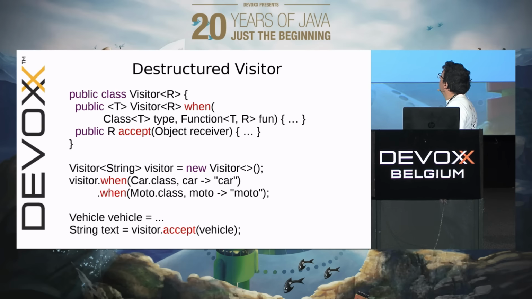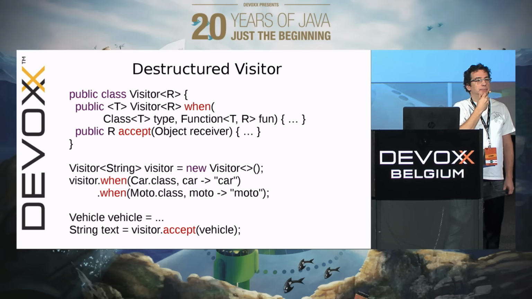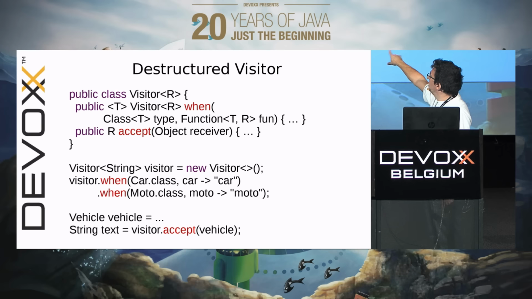Okay? It's a T on the method, not on the class, because for each call to when, it's a new T. For the first call to when, T will be a car. For the second call to when, T will be a moto. Note that I want to be able to chain my when, so the return type of when is a visitor of R. Basically, in the implementation, we do return this, like the StringBuilder. Okay? Everybody is okay? Yes? Too many generics?